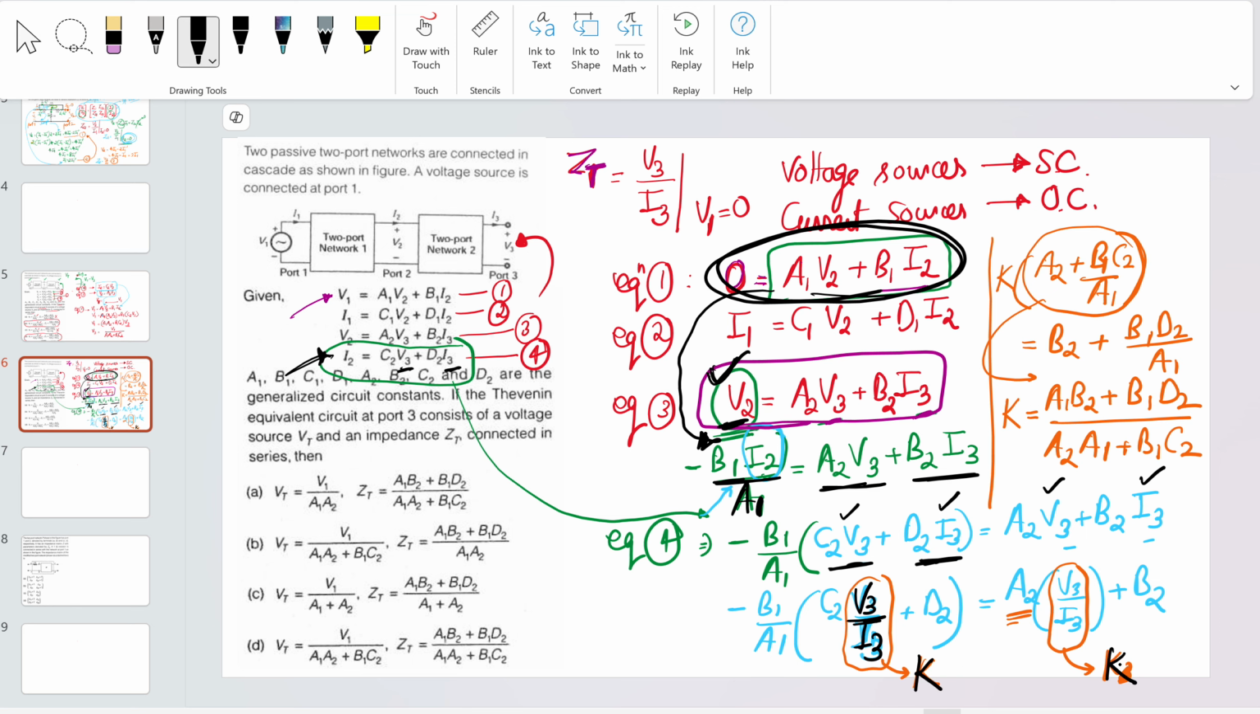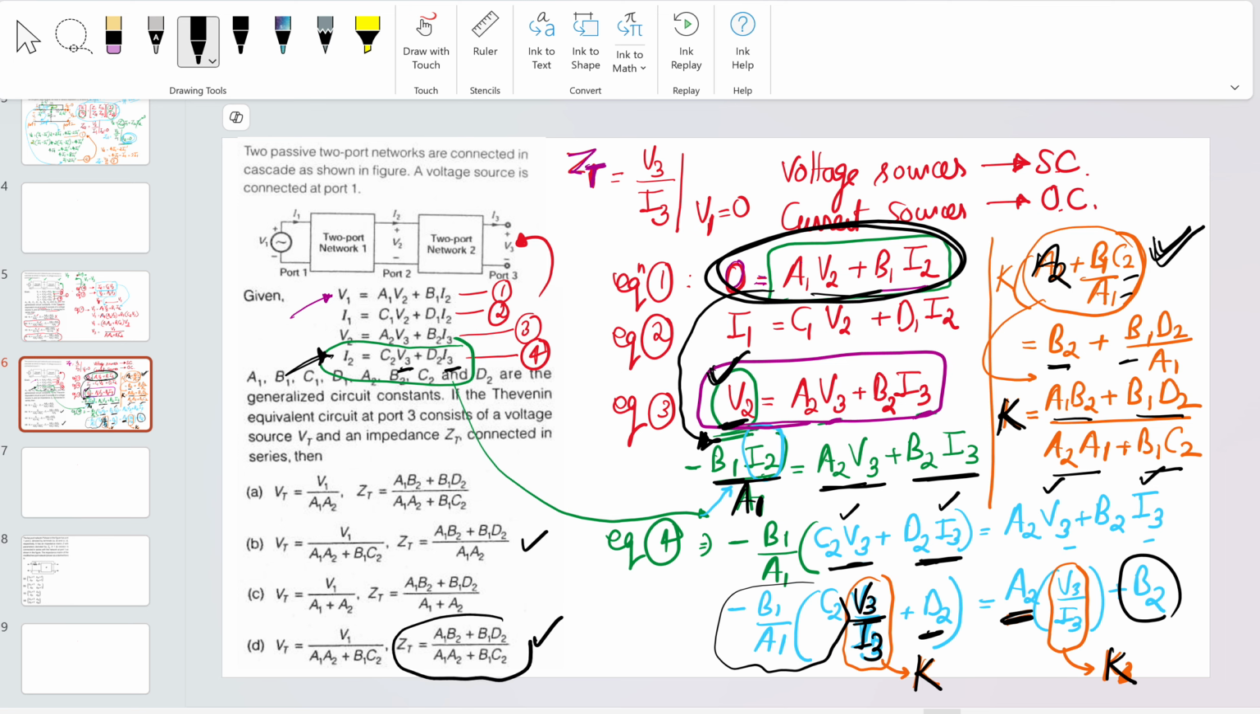Then we rearranged it. The K and this A2, this B1, A1, and C2 we kept here, and on the other side the B2 and D2, B1, A1 part. Then we rewrote it: K is equal to A1 B2 plus B1 D2 over A2 A1 plus B1 C2. So we have already got the C and D options correct, and now the answer D is actually correct.